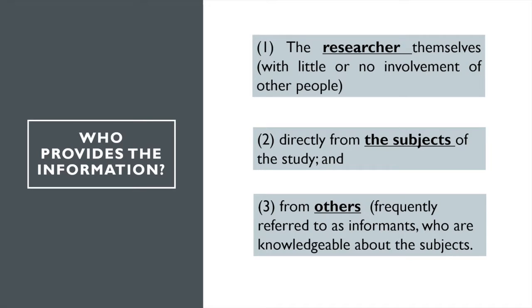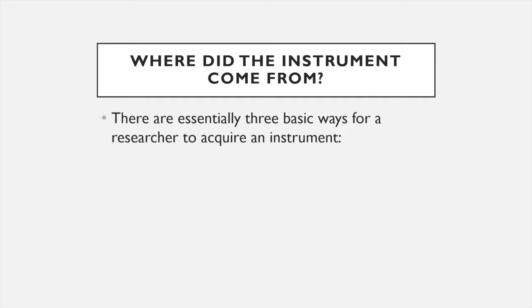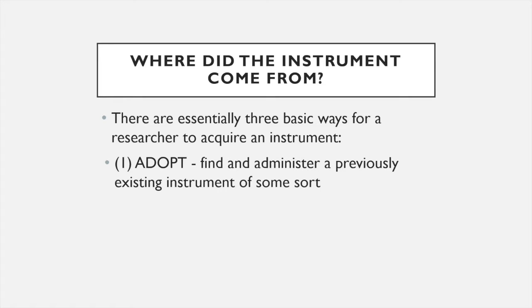So, the informants in this instrument are the teachers, with the use of a rating scale. Another means of classifying data collection instruments is where the instrument came from. There are essentially three basic ways for a researcher to acquire an instrument.